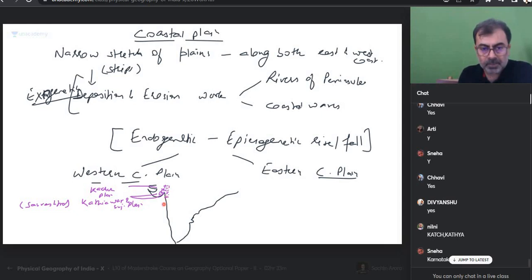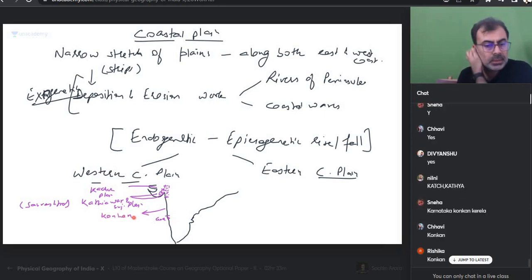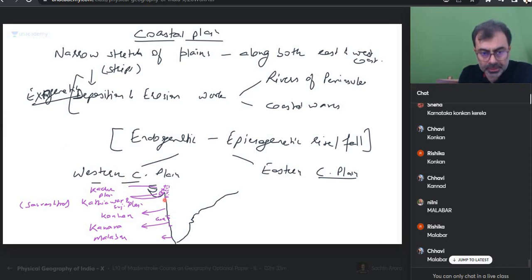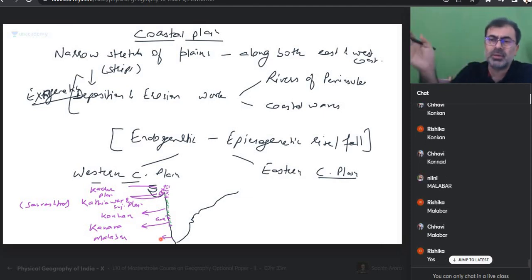From here till Goa. Suppose this is Goa. What do we call this? Konkan plain. Get that? Karnataka coast is what? Kannada plain. And this is called Malabar coast. And let me draw it. This plain is very, very narrow. At places it is just 7 kilometer wide, 5 kilometer wide. You can walk and do that.